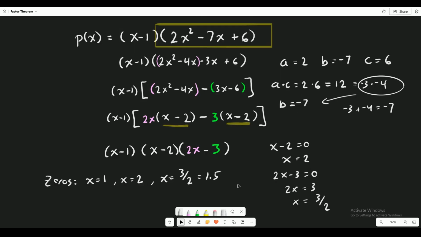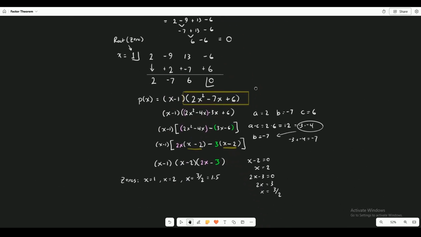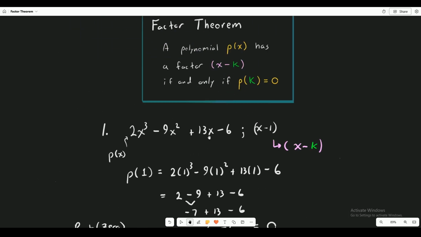Let's graph this to confirm my answer. We're going to graph what we originally started with, which was, oh Lord, look at all this work. This is what we started with right here, P of x. So I'm going to graph P of x and see if my zeros are correct. All right, let's graph it.